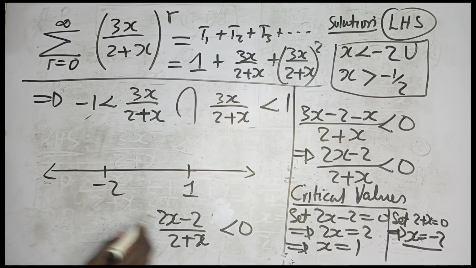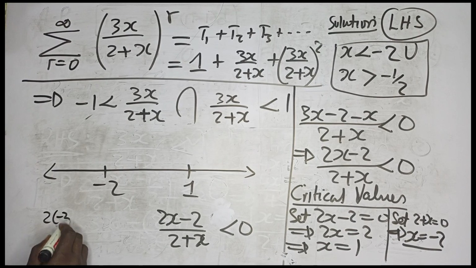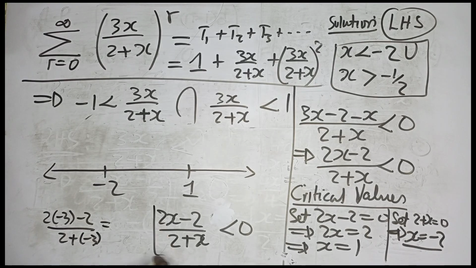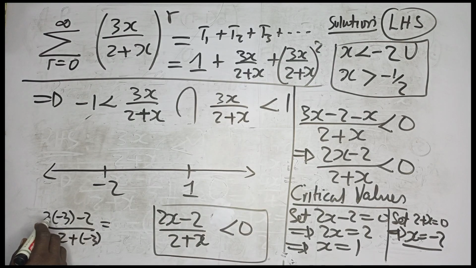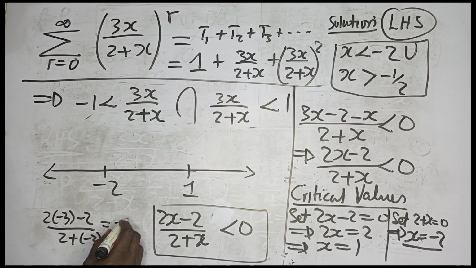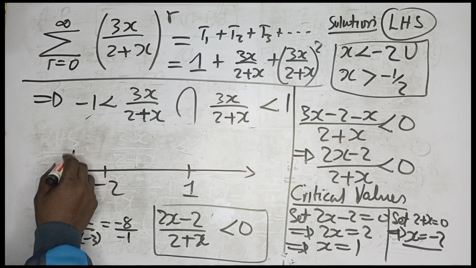Let's take a value from this zone, for example, -3, and put it there. 2 into -3 minus 2 all over 2 plus -3. This gives us -6 minus 2, -8, all over 2 minus 3, -1. Negative divided by negative, positive.